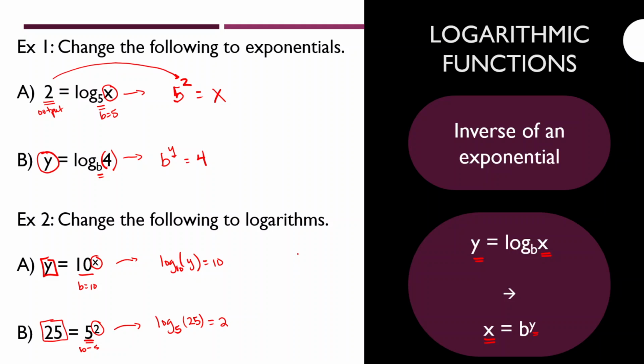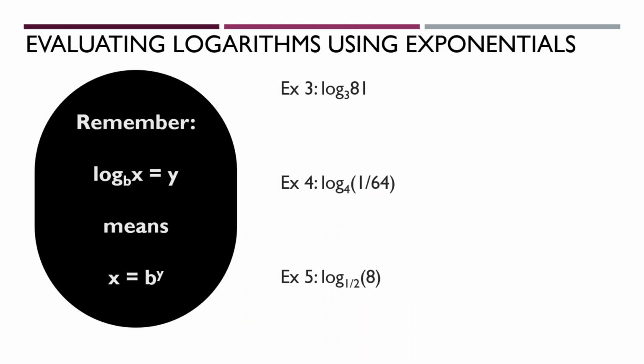Now that's going to help us evaluate logs. So let's take these 3 statements. If I can rewrite the log as an exponential, then I can figure out what the value of it is. So think about it this way. This means that my base is 3. So I'm going to have 3 to some power equals 81. Well, 81 is actually 3 to the 4th, right? 3 squared is 9, then 27, and then 81. So it's to the 4th power. So that means that this log is equal to 4. The log will equal the exponent.